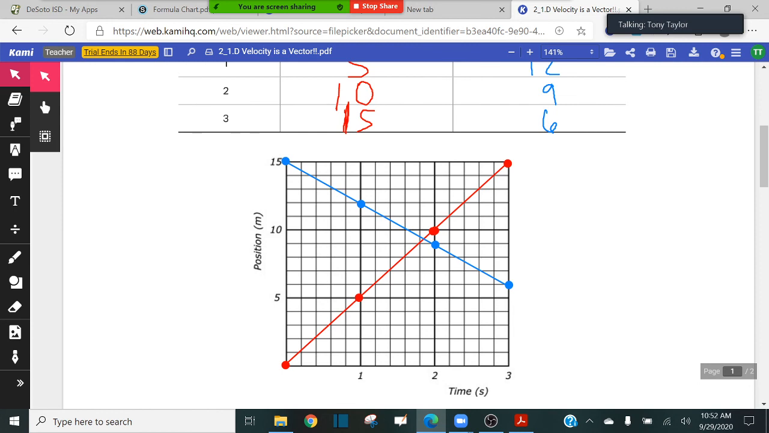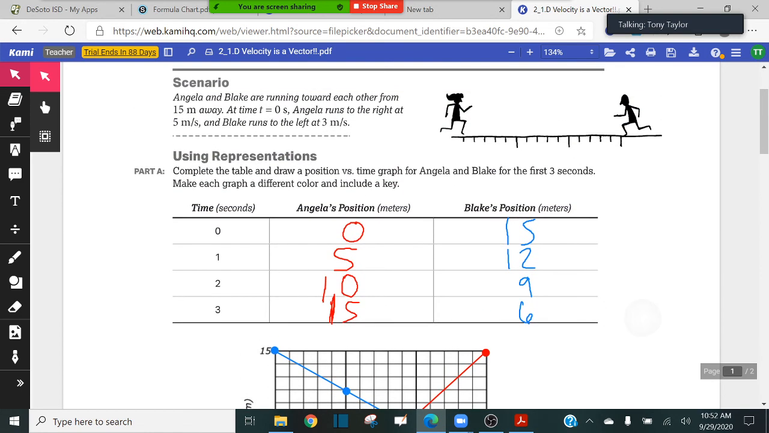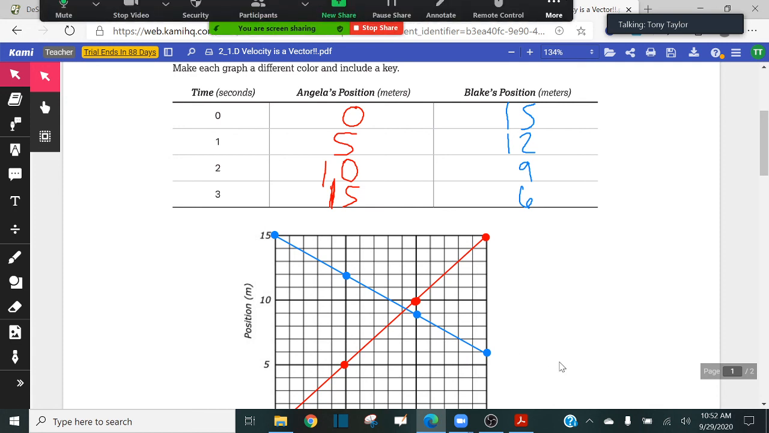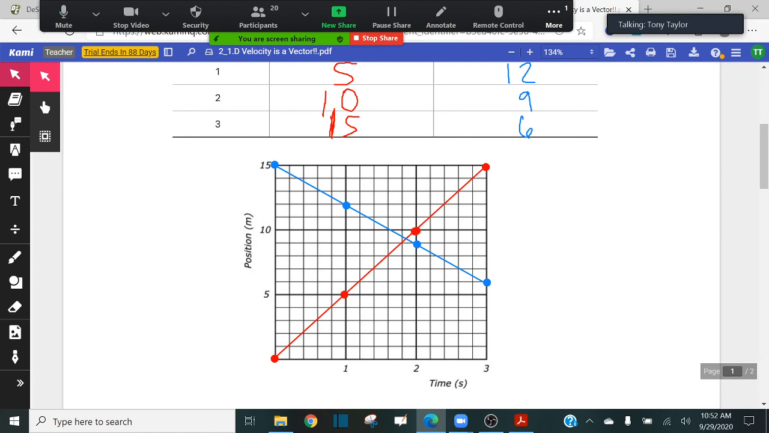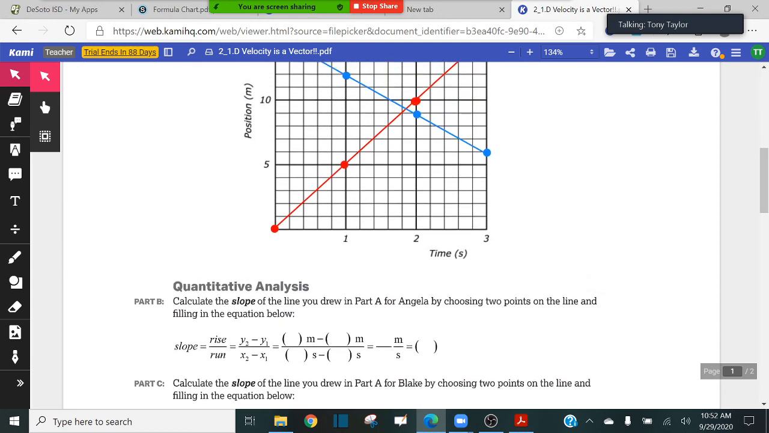Another important thing you need to know is that Angela is moving faster than Blake. And so we see that her slope is actually steeper than Blake's slope. So the faster an object moves, the steeper the slope is going to be on a position versus time graph. So that's another thing you need to notice. I think I'm going to stop here. We're going to pick this up next time.